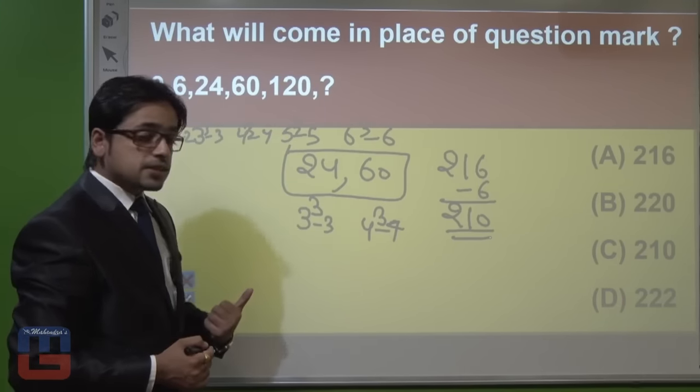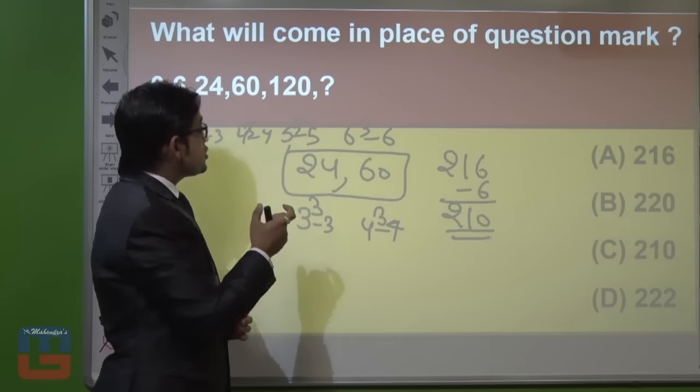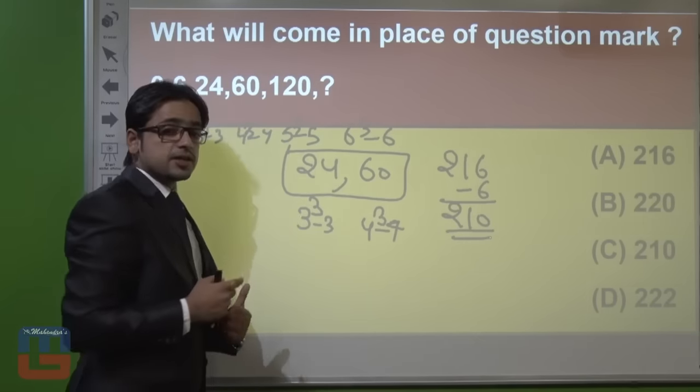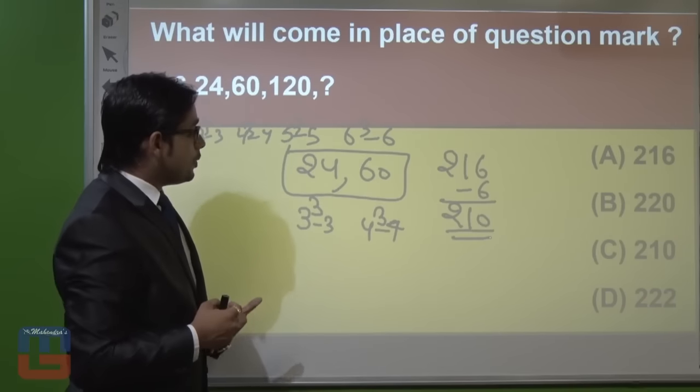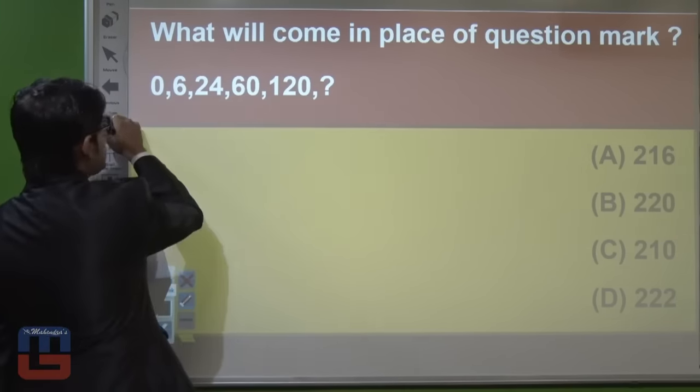How can you get your answer? To remember that, first analyze the numbers, which is going to tell you that 24 and 60 are just near cubes, like 3 cube and 4 cube. Next, let's proceed towards the next question.